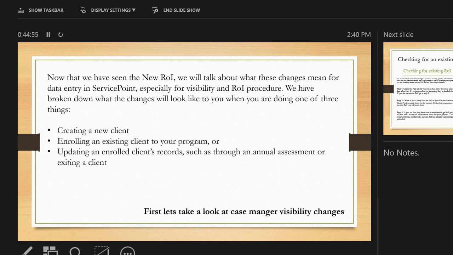Okay. So with all those policy changes with the new ROI, now we can actually talk about what these changes mean for data entry and ServicePoint, especially for visibility and the ROI entry procedure. So we've broken down what these changes will look like to you when you're doing one of these three things, either creating a new client, enrolling an existing client to your program, or updating enrolled client's records, such as through an annual assessment or exiting a client. So we'll talk about what those look like now, and then we'll go out of this PowerPoint and actually go to the training site, and I'll show you the actual steps we'll be taking within ServicePoint to do these three things.